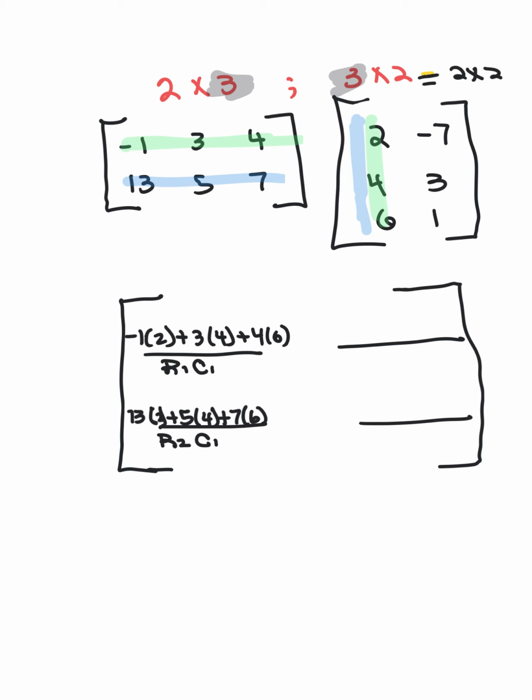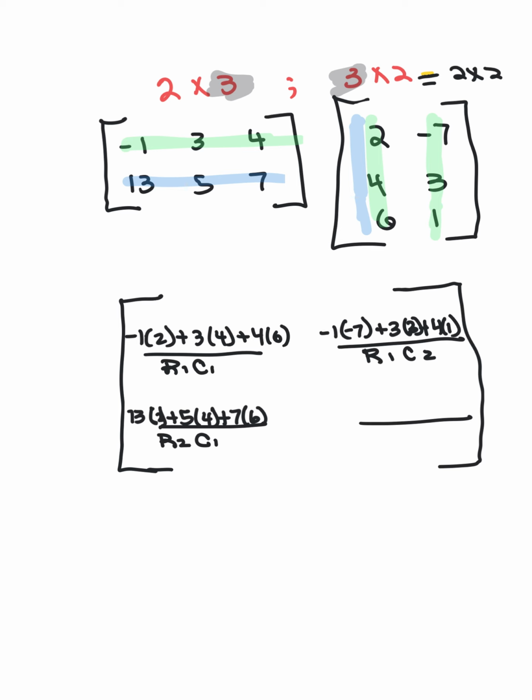The location of the next element in my matrix is row 1, column 2. So that tells me that I'm going to take row 1 and multiply it times column 2. When I do this multiplication, I'm going to do the first times the first, so that's -1 times -7. Second times the second, which is 3 times 3. And the third times the third, which is going to be 4 times 1.